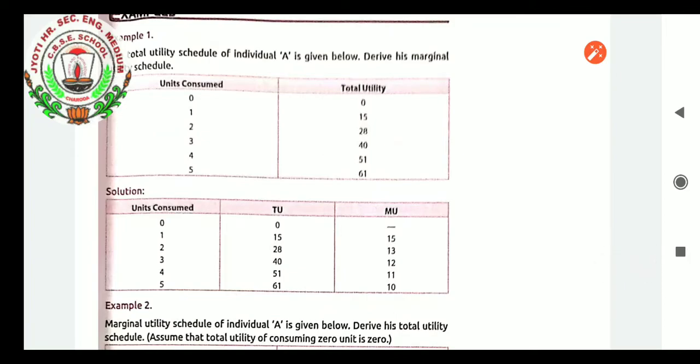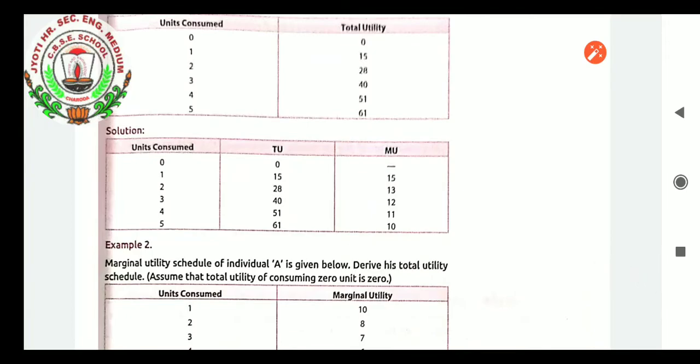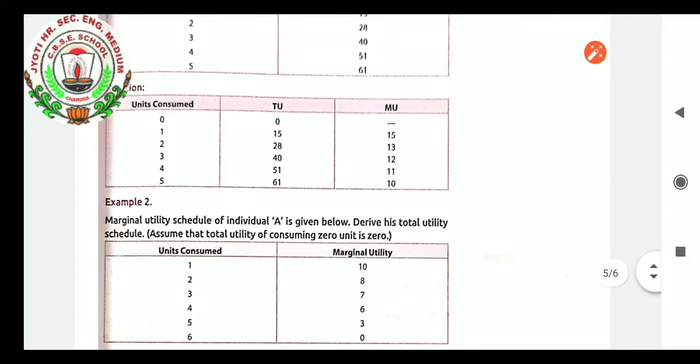Next, the continuation will be there. 40 minus 28 for MU3. MU3 will be 40 minus 28. MU4 will be 51 minus 40. This way, if you calculate, you will get the MU. I hope in this class you are able to understand the MU. What I said, I will be explaining in the next classes.